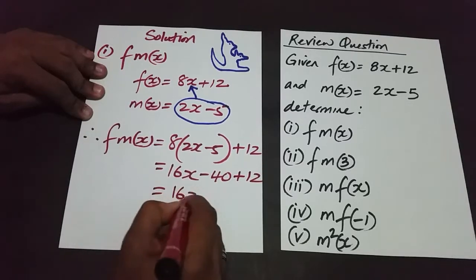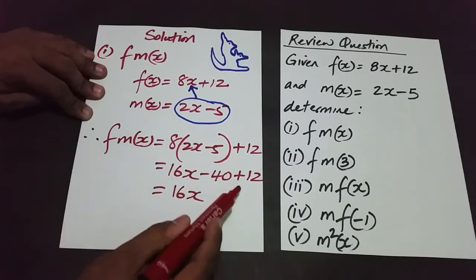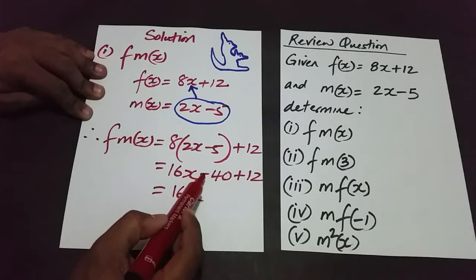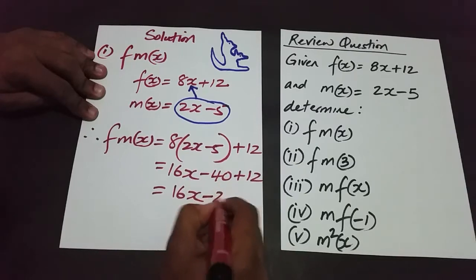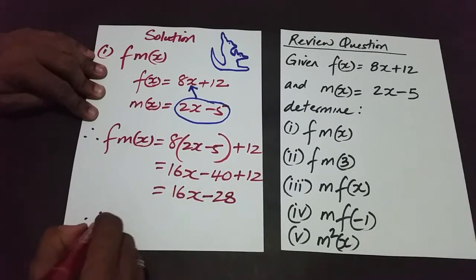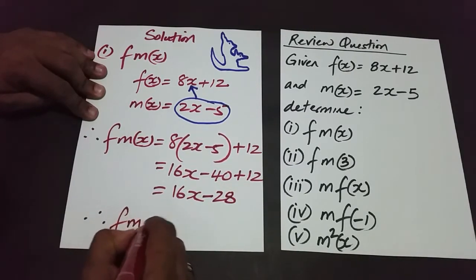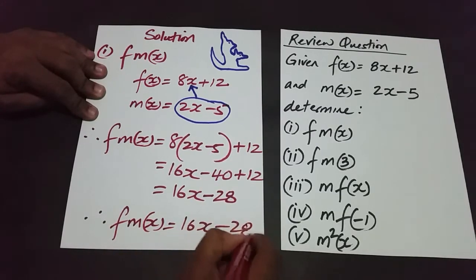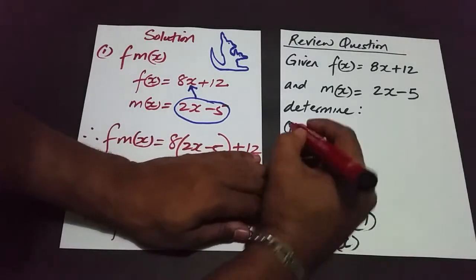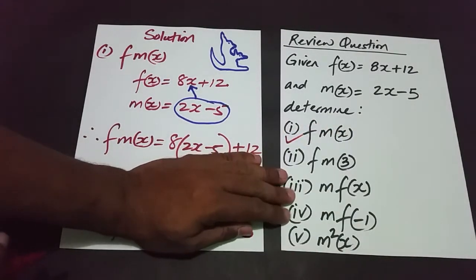So we have 16x. And of course, you have $12 at home and you owe somebody $40 and that person is coming for it. You have to give them the 12 and you're still going to owe them 28. So therefore, f of m of x will be equal to 16x minus 28. So I've answered that part of the question.